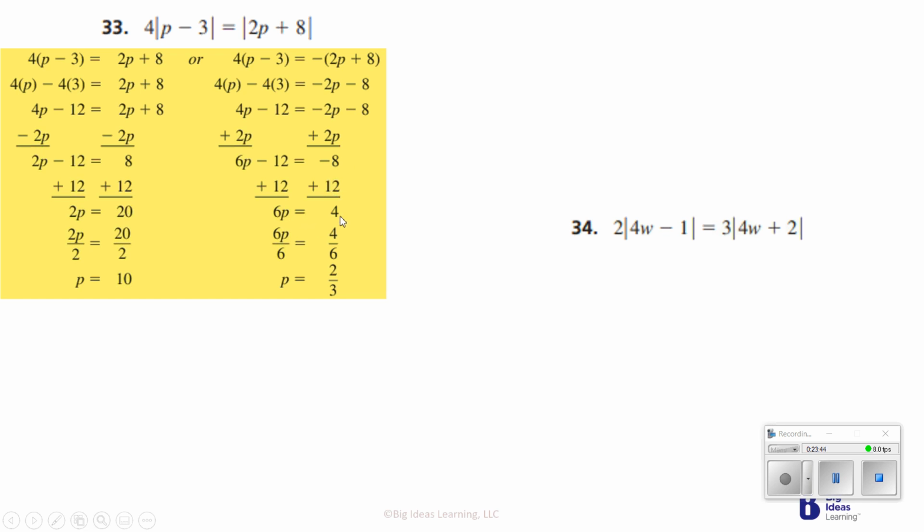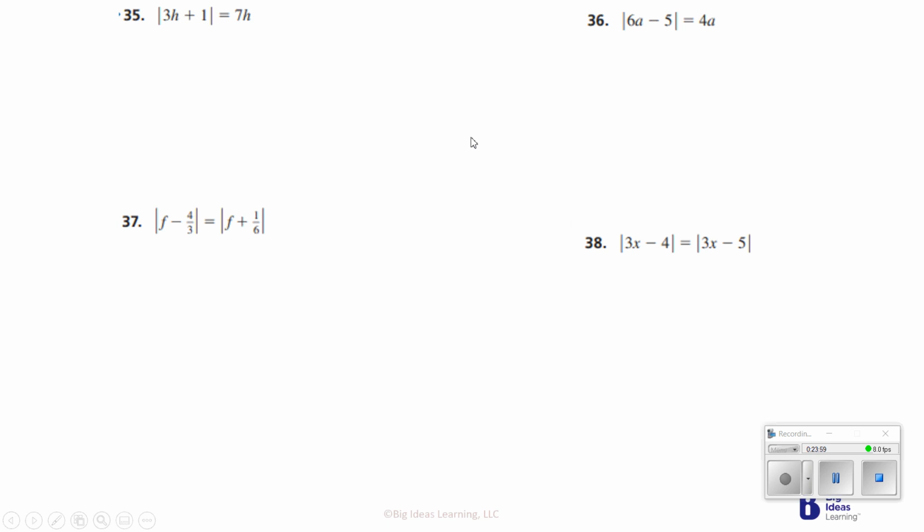Now we have 6p equals 4. We're going to divide 6 away from 6p to isolate our variable. And whatever I divide from one side to the other, this is going to give us 4 over 6, which is equal to 2/3. All right, 34 is yours. I'm going to go to 35.